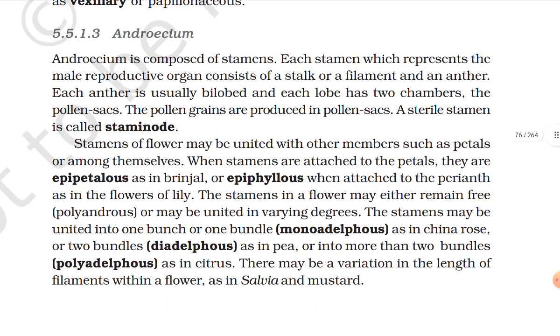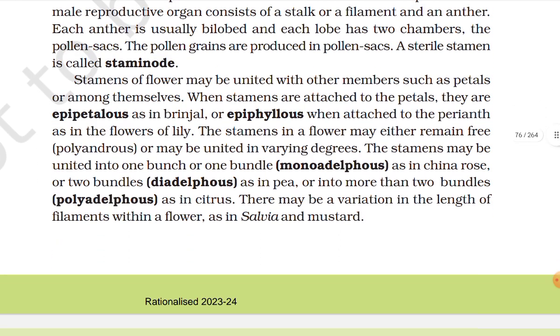Androecium. Androecium is composed of stamens. Each stamen, which represents the male reproductive organ, consists of a stalk or filament and the anther. Each anther is usually bilobed and each lobe has two chambers. The pollen grains are produced in pollen sacs. A sterile stamen is called staminode. Stamens of a flower may be united with other members such as petals or among themselves.